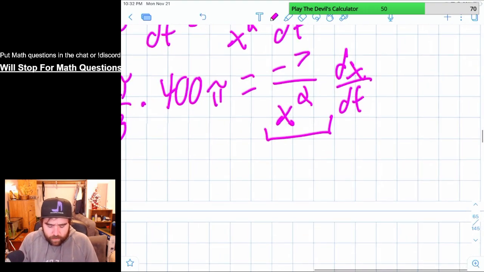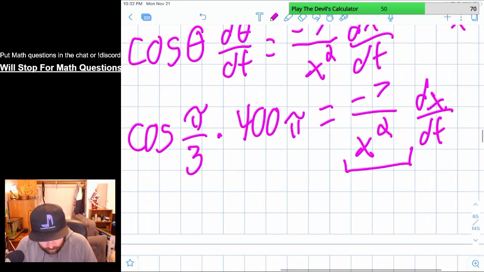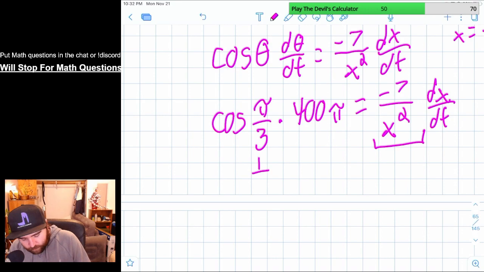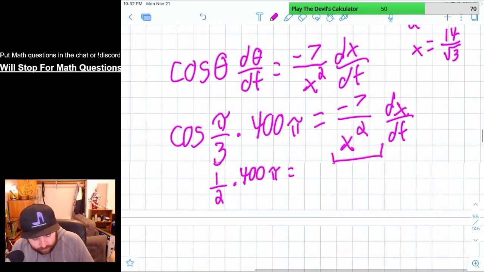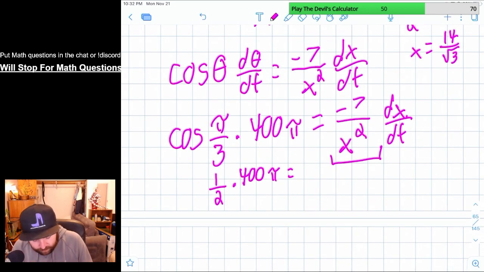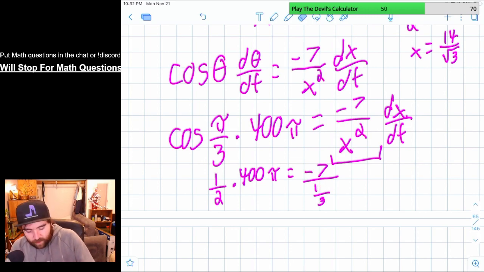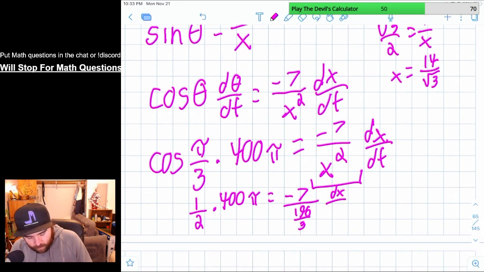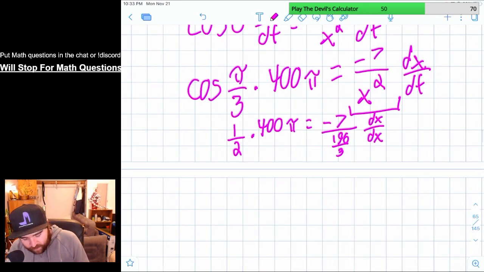That's beautiful. So now we can plug that in here. So we have the cosine of pi over 3, which is 1/2 times 400 pi equals, let's see, we're going to square it. So negative 7 over 196 over 3. Right, so I mean, that's going to be super dirty of an answer. And what does this equal? The thing we want? So then now to get it, well, I'll just go ahead and simplify that.